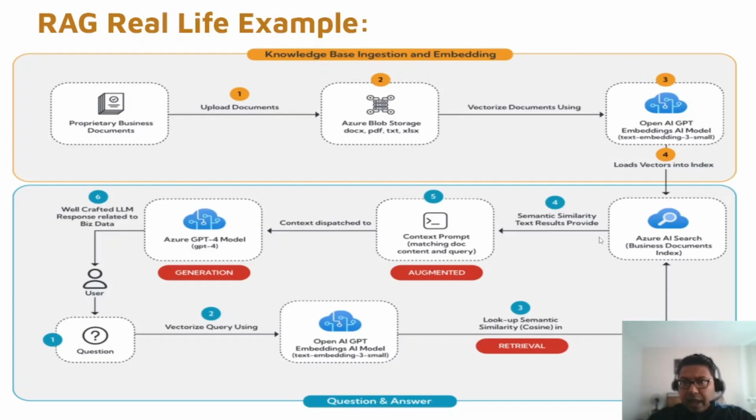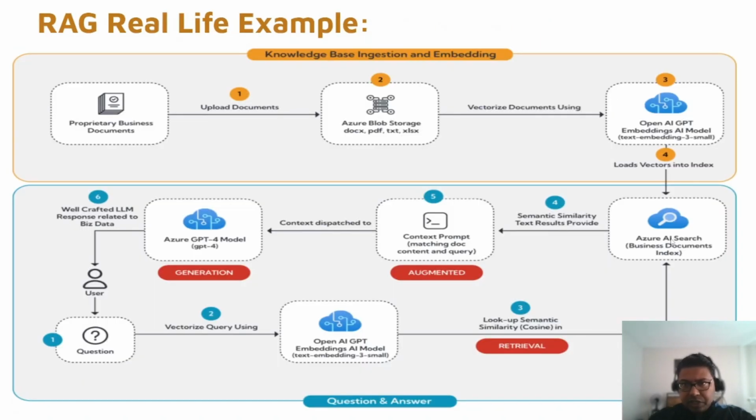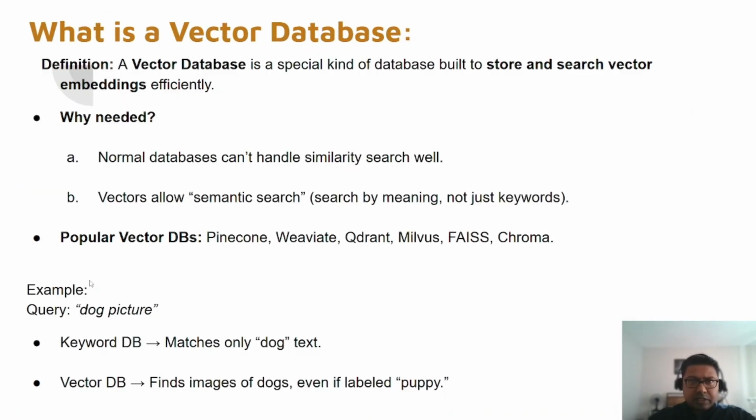We are retrieving, and now here we have the augmented section. This is the same as before, where we have both the retrieved knowledge as well as the user question. So we have both, and now we are passing them to the LLM. This is the Azure GPT-4 model, and then we are generating a proper, well-crafted LLM response related to business data. Finally we pass that response to the user. I hope it's all clear now about this concept. We'll move to the next slide.